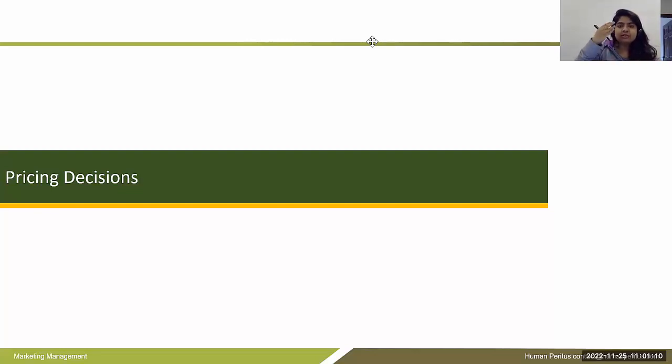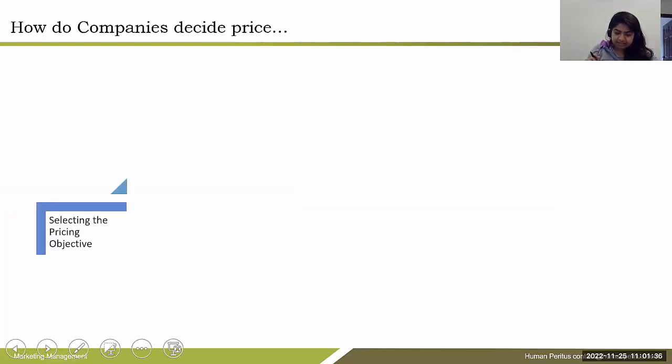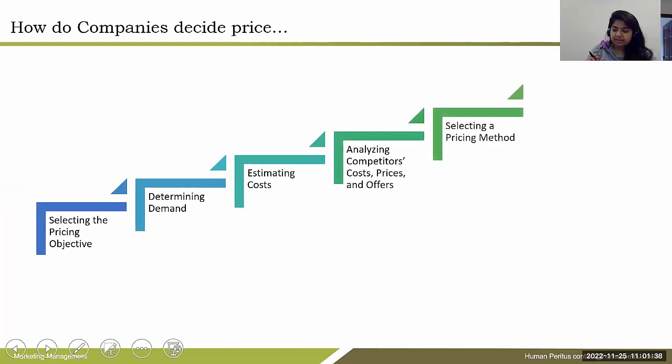If you carefully see all the 4 P's, which is product, price, place, promotion, price is the only revenue generating P. The other 3, which is product, place and promotion, they all entail cost. So that's the reason pricing is really important, because that's the only place from where we are getting the revenue. So the first thing is, how do we choose the price?